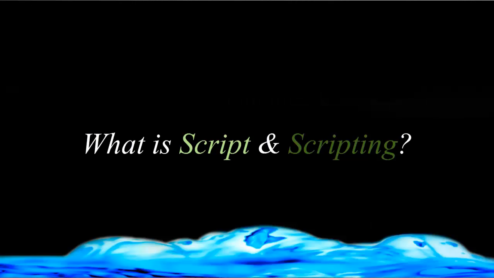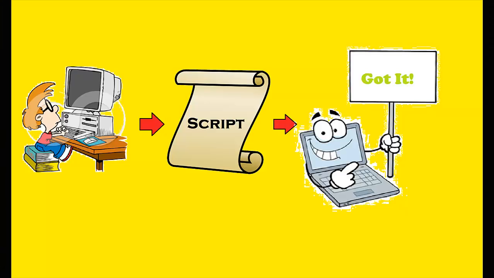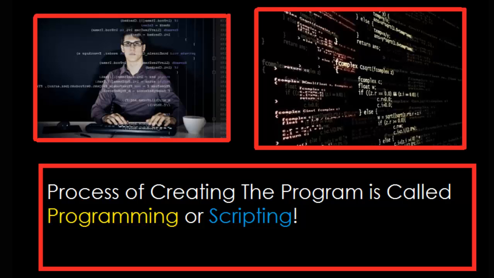So what is script and scripting? Script is nothing but a simple text document which contains some source code. Source code is nothing but the commands, or we can say a language, that we use to communicate with the computer. Here we can clearly see that the script is made up of a simple text document. It contains some code that the computer or Unity understands, and that is called source code or a script. It is basically a letter to the computer that the computer reads. And the process of creating this is called scripting. So if you're creating the letter, or creating the program, or creating source code, then it's called scripting.